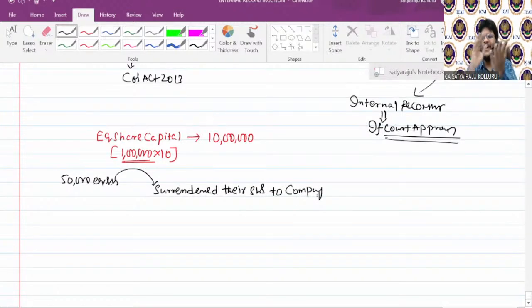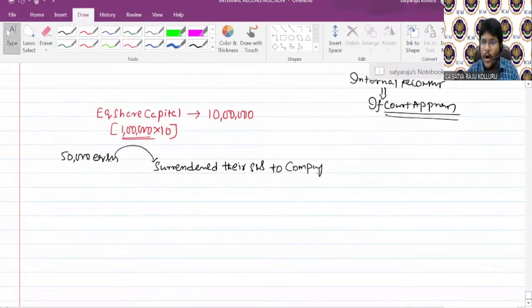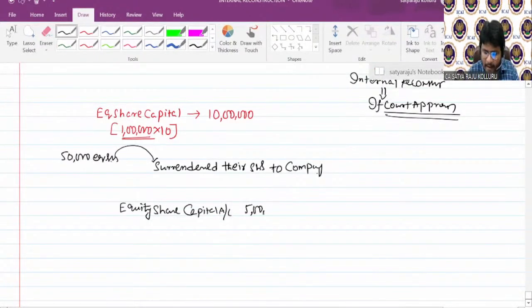Now, the company is getting all such shares from the shareholders. Now, all such shares are in the hands of the company. Now, what you need to do is definitely reduce such equity share capital by passing the entry: equity share capital account debit, which is 5 lakhs, number of shares 50,000.